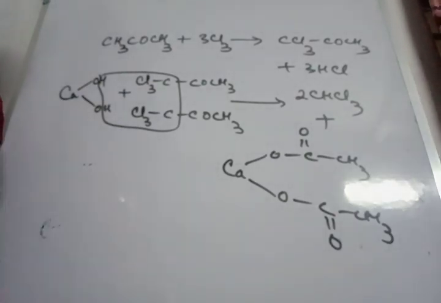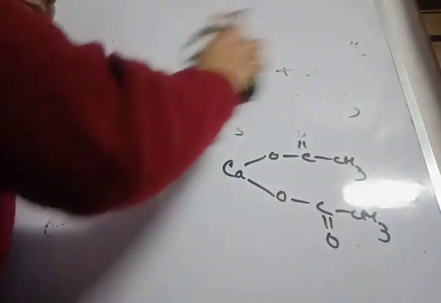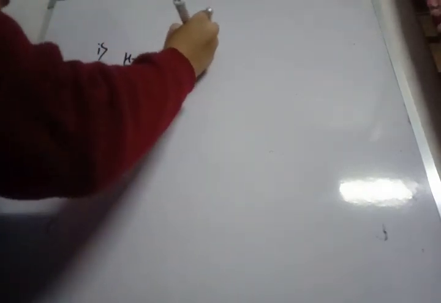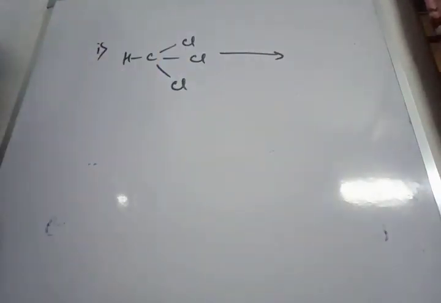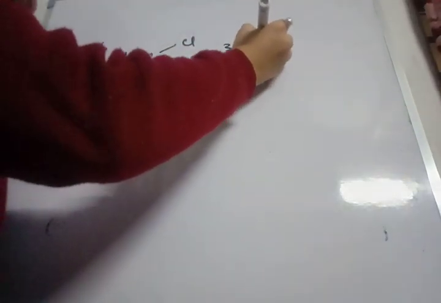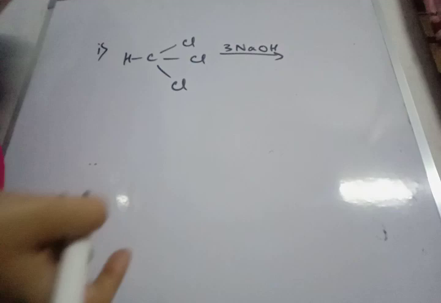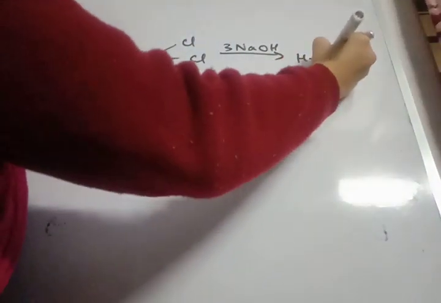Next we move to the chemical properties. First property is hydrolysis. We are going to treat it with a base, NaOH. Since I have 3 chlorine atoms, I will be using 3 molecules of base. So Cl will be replaced by OH. It's basically nucleophilic substitution occurring.